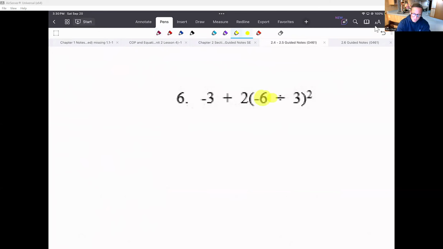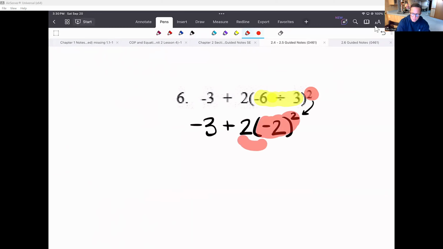All right, let's do the parentheses first in this one. Negative 6 divided by 3. And I should also note there's an exponent outside the parentheses, so let's attach that onto it when we're done. So you got negative 3 plus 2 times negative 2 squared. So that just dropped down there. Now, at this point, take care of the exponent. I know we have multiplication here with a 2, but we really want to take care of the exponent first. You got negative 3 plus 2, and then negative 2 squared.